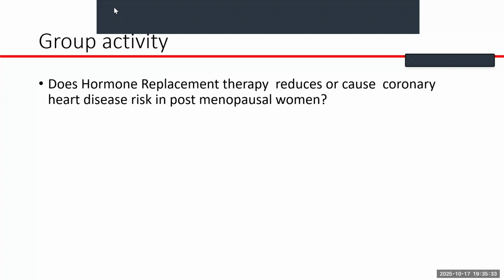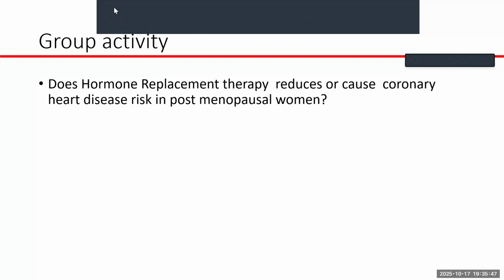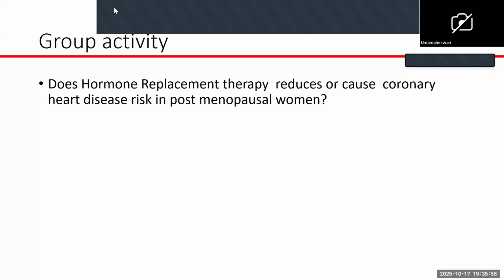So when it comes to case control, I'll be taking cases who have coronary heart disease in postmenopausal women, and another group of normal people at the same age group. One has to be the case, another group has to be the control. They may be under HRT, and we will be checking whether they are having any reduced effects or not.